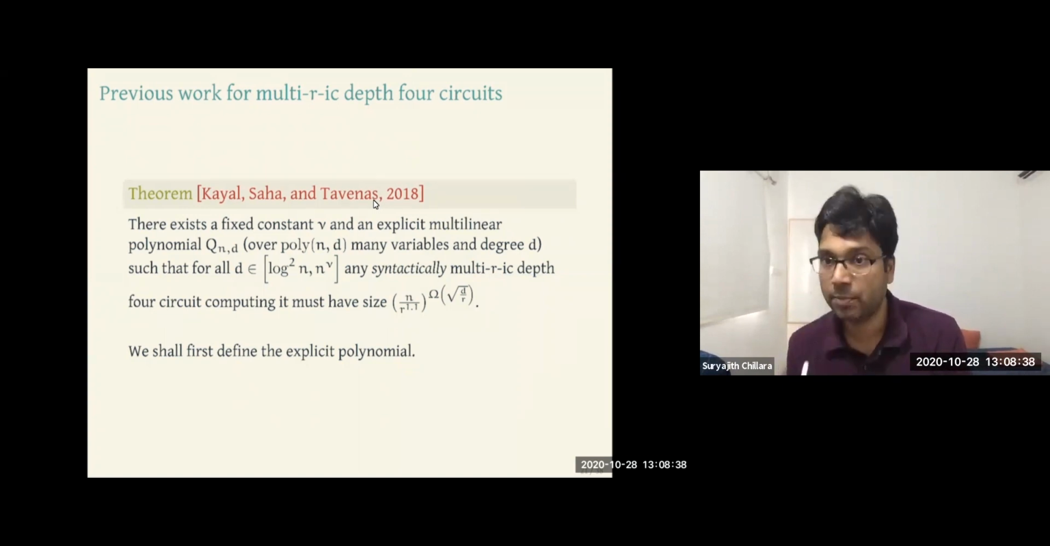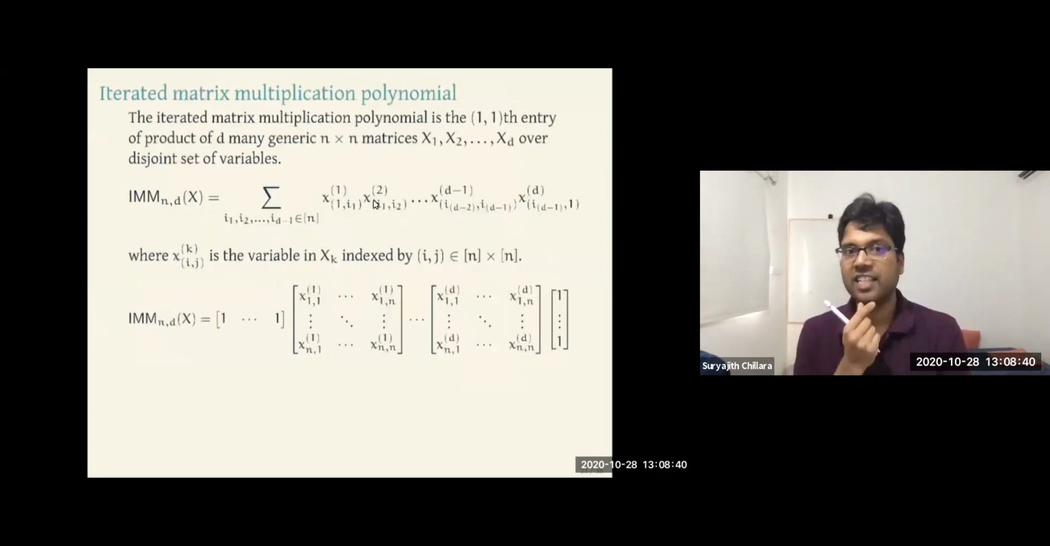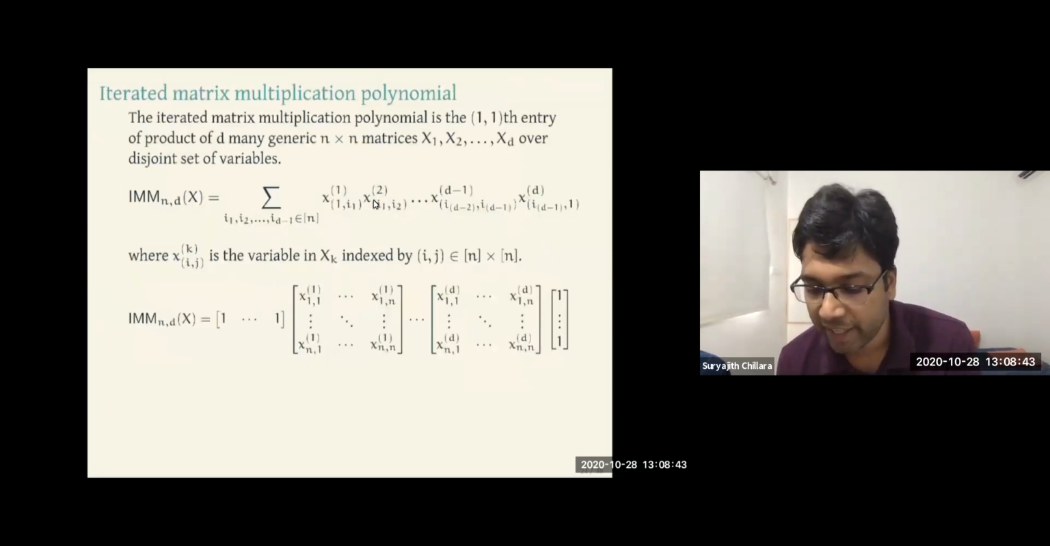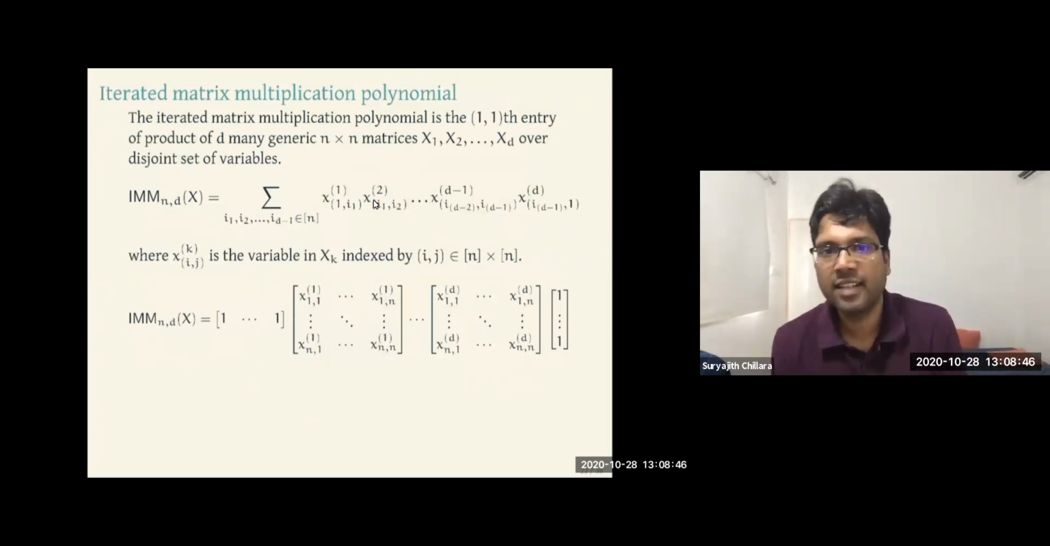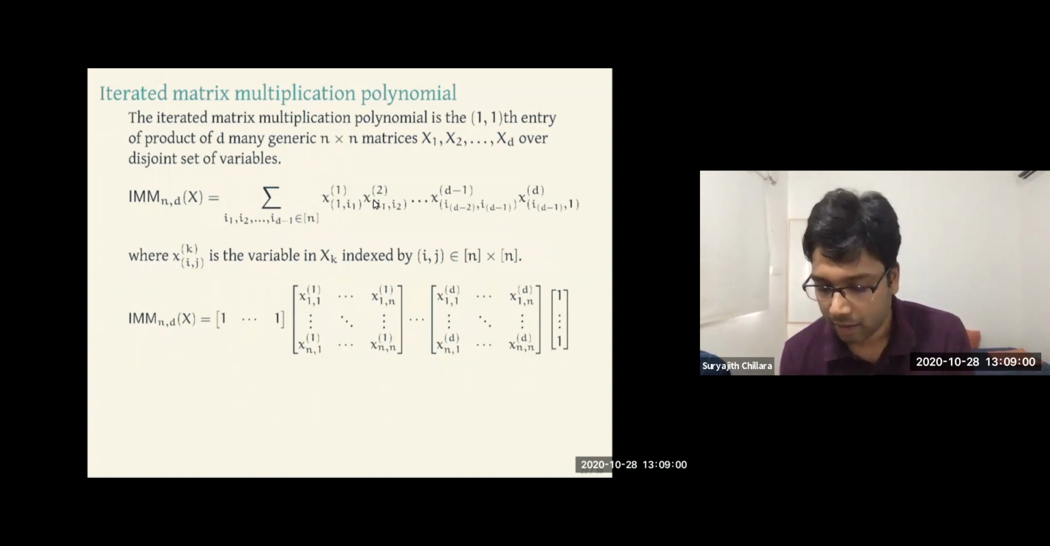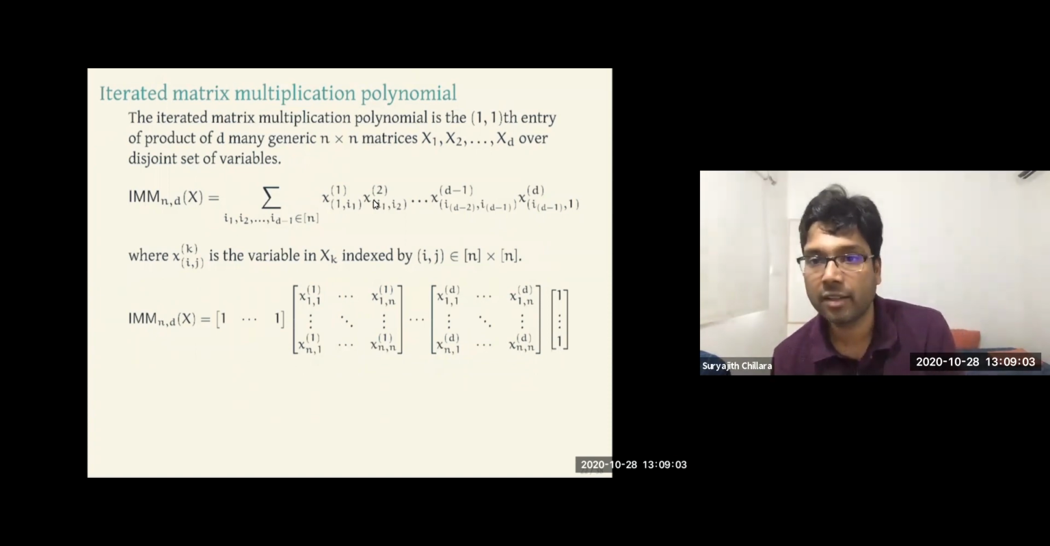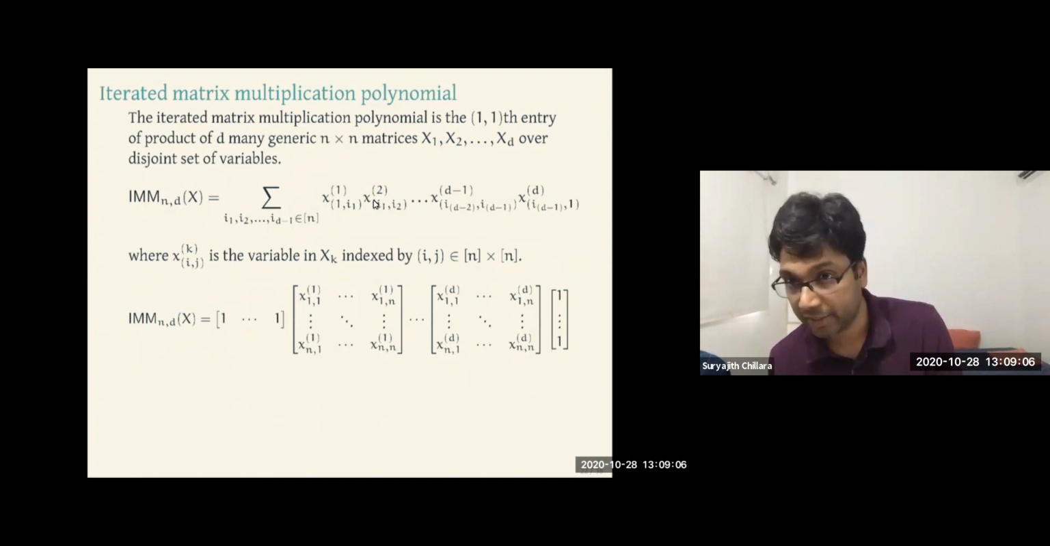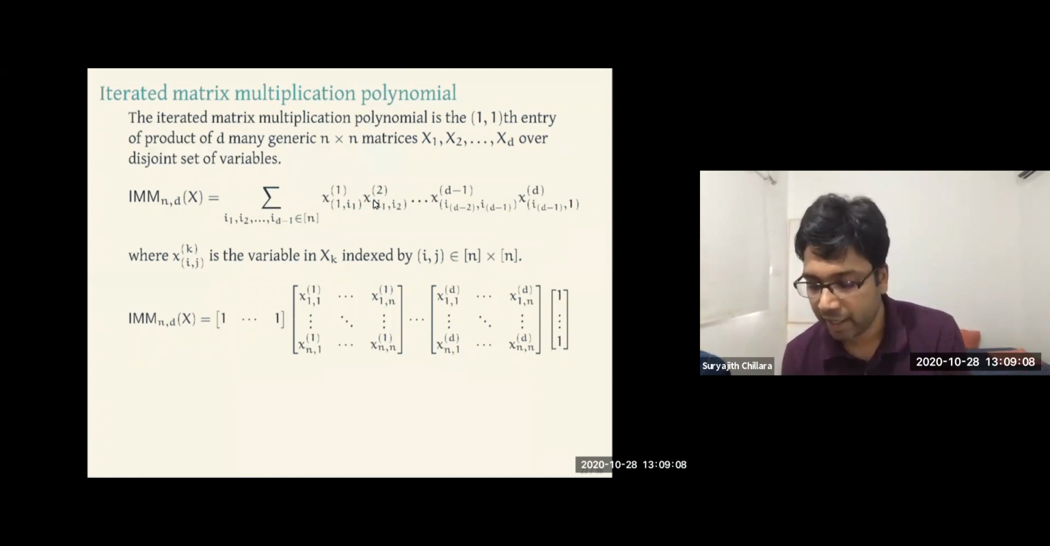So first, let's see what this explicit polynomial is. This explicit polynomial is what we call the iterated matrix multiplication polynomial. Basically, you take d generic matrices, that is, every entry in these matrices is a distinct variable. You take the product of these matrices, x1 to xd, and the polynomial is nothing but the 1, 1 entry of the output of the product matrix. And if you look at it as a sum of monomials, it is a very nice structure.